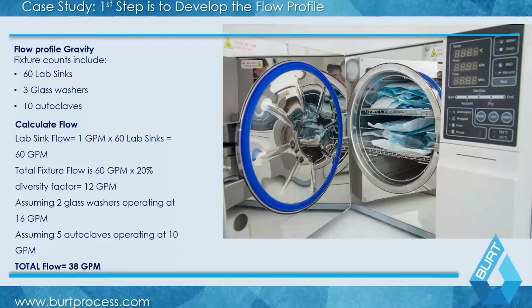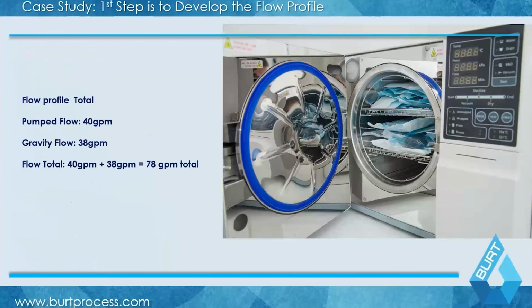When talking about gravity, this is where you really want to apply that diversity factor. So now I have, say, 60 sinks by gravity, so 60 GPM, but at 20% diversity, you're only going to really see like 12 gallons per minute as kind of a worst case flow rate. Glass washers, 2, and then obviously autoclaves, you end up with a total flow rate of only 38 gallons per minute based on the diversity factor of the gravity drainage aspect of your system. When doing your pH system design, you basically add these two together, 40 GPM plus 38, 78 gallons per minute.